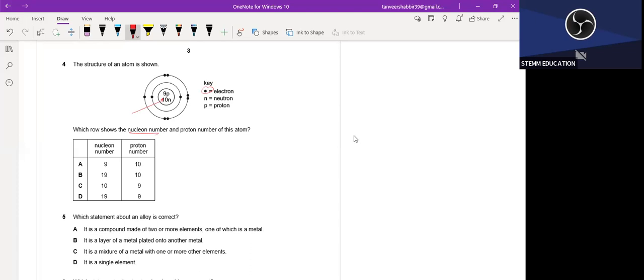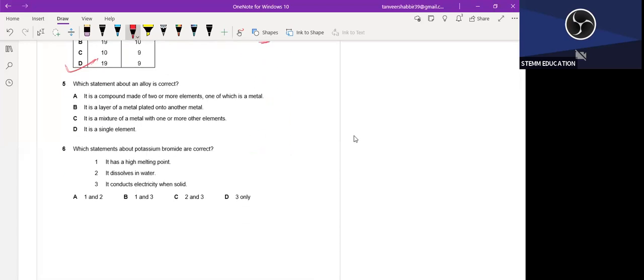First of all, what is the nucleon number? Nucleon number is the same as mass number. And what is the mass number? Mass number is protons plus neutrons. Here neutrons are 10 and protons are 9, so it is 19. So the nucleon number or mass number is 19, and the proton number is 9. So 19 and 9. Answer D.